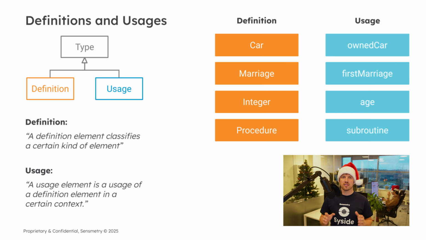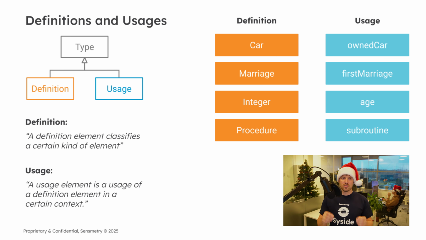Both types are classifying things in our modeled universe. Definitions classify individual things like cars, marriages, integers, or procedures. You can point to the instances of these in the world and identify them regardless of the context. Usages classify things inside a context, like a car owned by someone, a first marriage, age, or a subroutine. If we want to point to them in the world we model, we need to firstly point to the context and then to the thing.